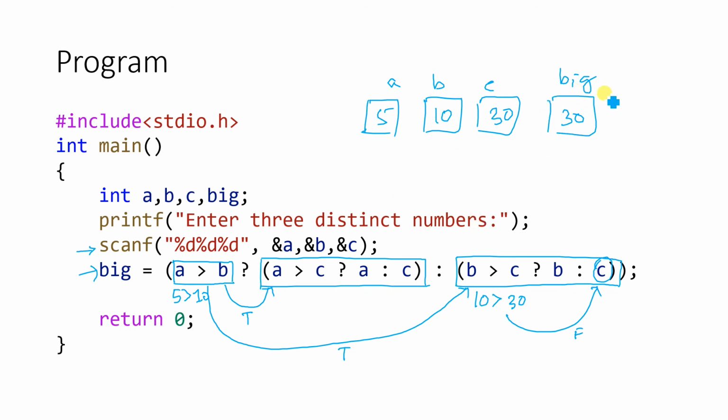Now that we have found the bigger number, we can print it. We can print it by printf, the bigger number is %d, comma big. Now you will find the answer over here. So I hope you understand the entire concept, how to find out the bigger number among 3 numbers, and how to find out the bigger number among 2 numbers using your nested conditional operator and normal conditional operator respectively.